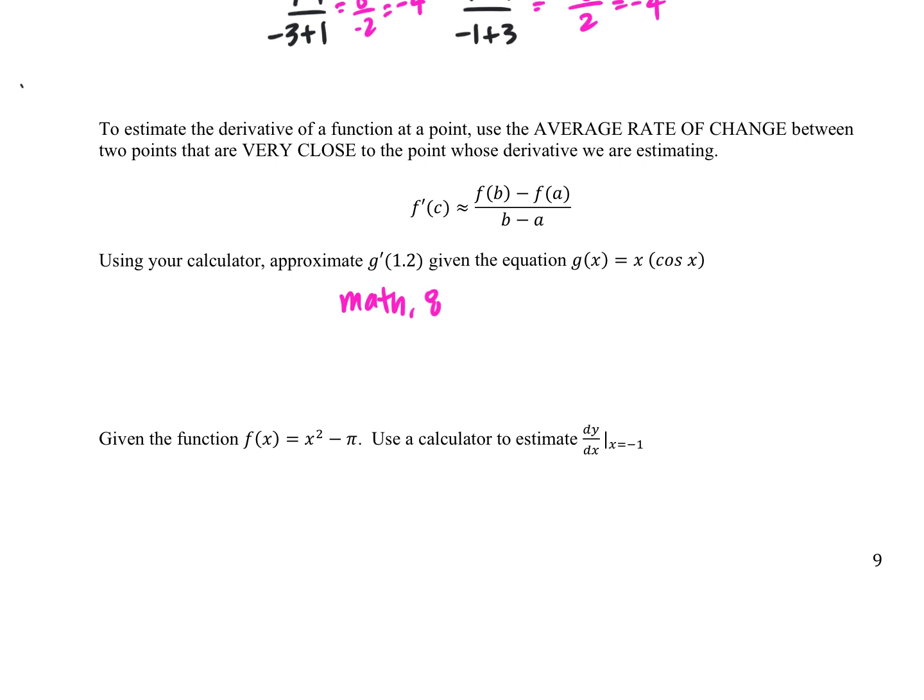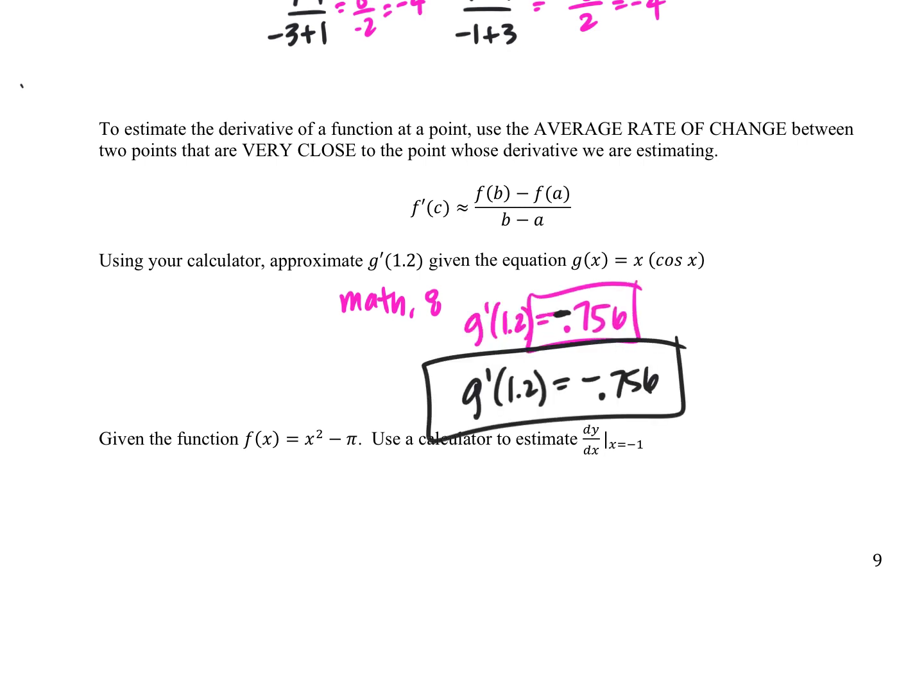When do I want that slope? When x is 1.2. Anyone get -0.756? This is kind of a silly question because you obviously have a calculator for this, but how could I figure this out if Math 8 wasn't an option for me? If I want to find the slope at 1.2, what could be two values on either side I could use?